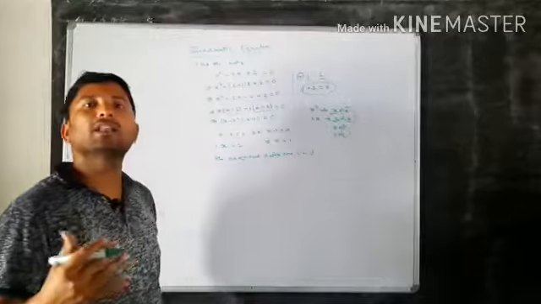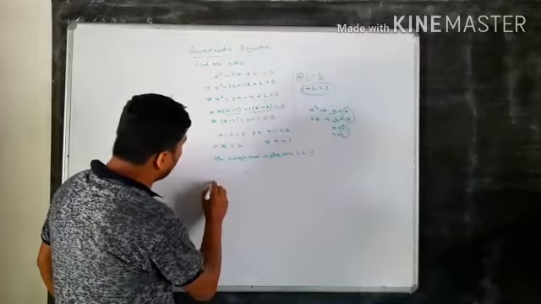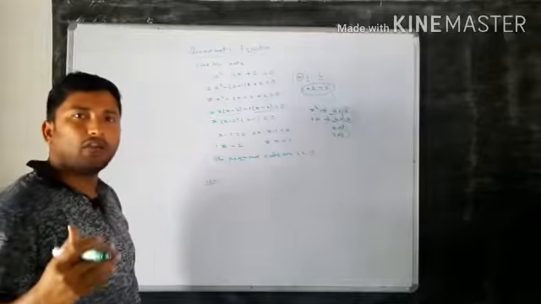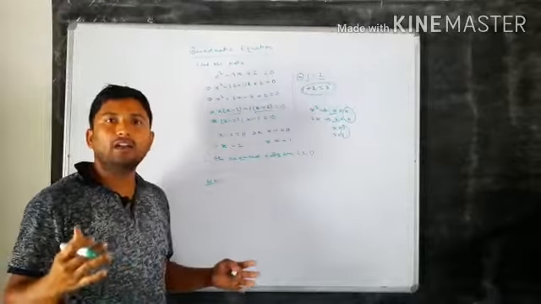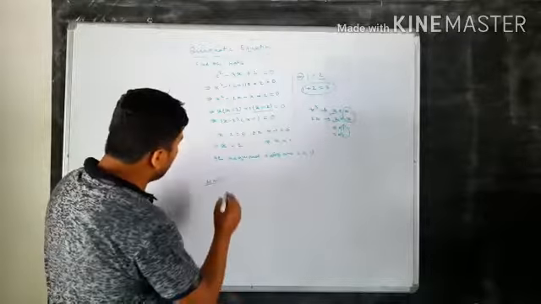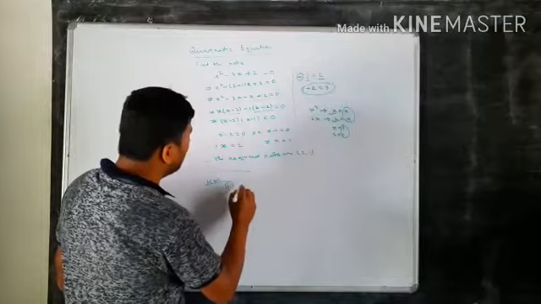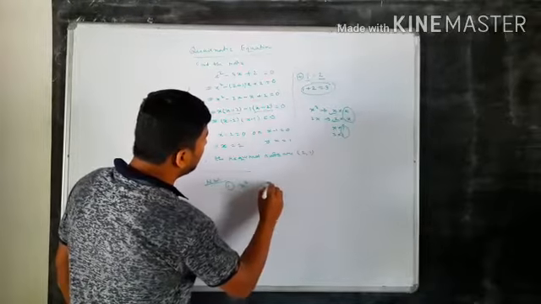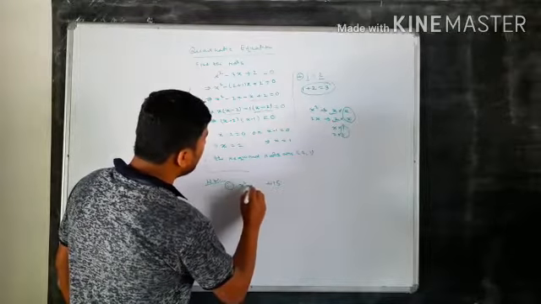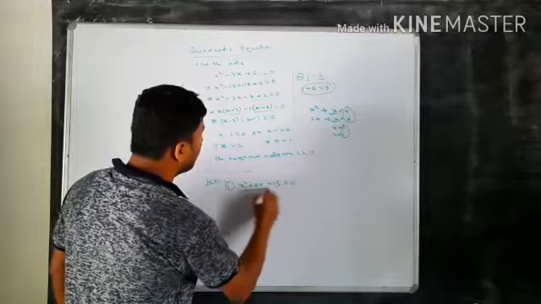If there is any problem, then you may ask in your comment box. So one homework for you. If you understood it well, then you can do it, and you can comment also in the comment box. So this is the homework for you for today: x square plus 8x plus 15 is equal to 0. This is the homework for today.